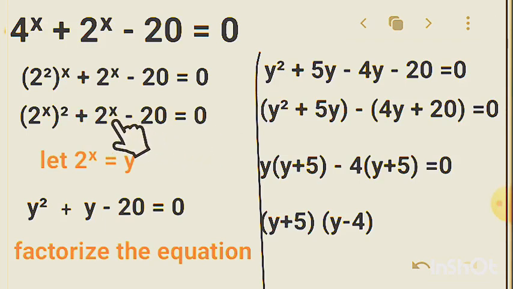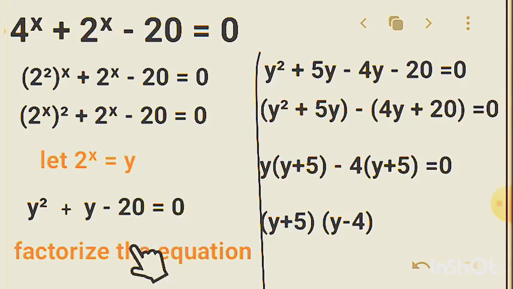Because we are looking for x and this is in the form of a quadratic equation, we say let 2 raised to the power x be equal to y. So wherever you see 2 raised to the power x, you put y. Now remember, 2 raised to the power x here, the first one, has a square outside. So we have y squared plus y minus 20 is equal to 0.